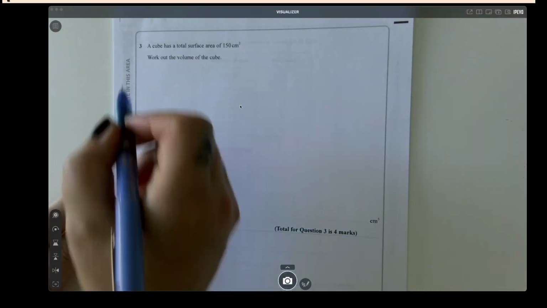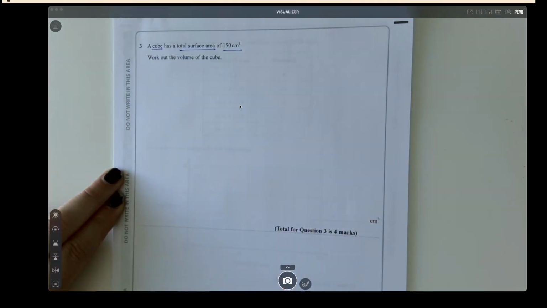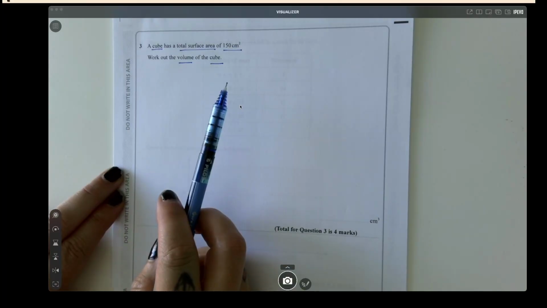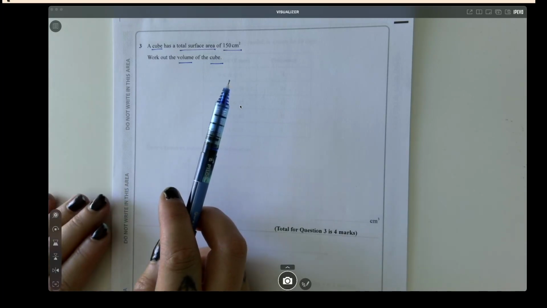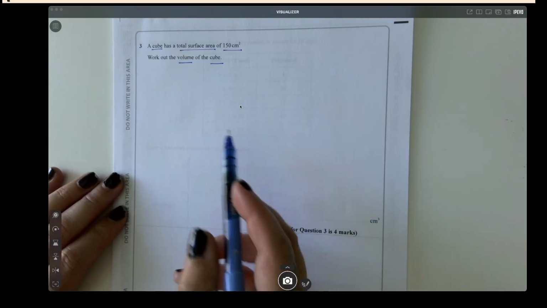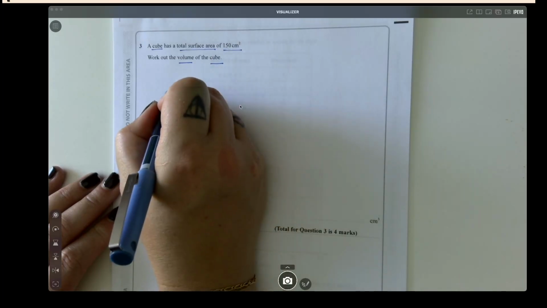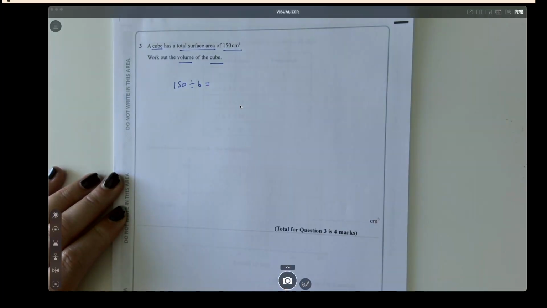Question 3. A cube has a total surface area of 150 centimetres squared. Work out the volume of the cube. So to work out the surface area of the cube, we would have found the area of one of the faces and then multiplied it by 6 because 6 faces of a cube would be equal in area. So the first thing I'm going to do is divide 150 by 6 because this will then tell me what the area of one of those faces is.